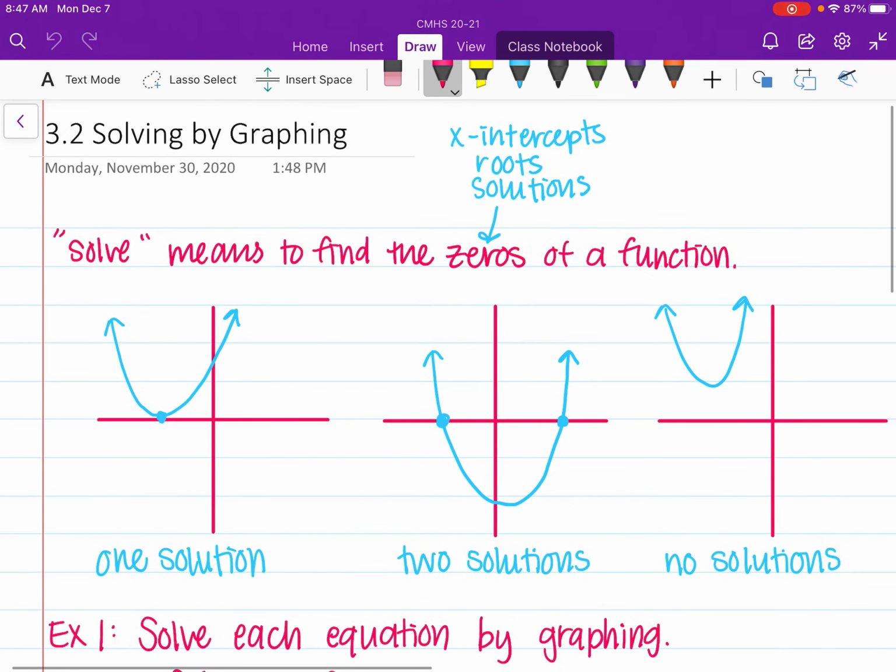So first we're going to find out what it means to solve. If I say solve this problem, what does that mean? Well, it means to find the answers to it, to find the zeros of the function. So what does zeros mean again? I drew an arrow and you can see that they could mean x-intercepts, the roots, or the solutions.